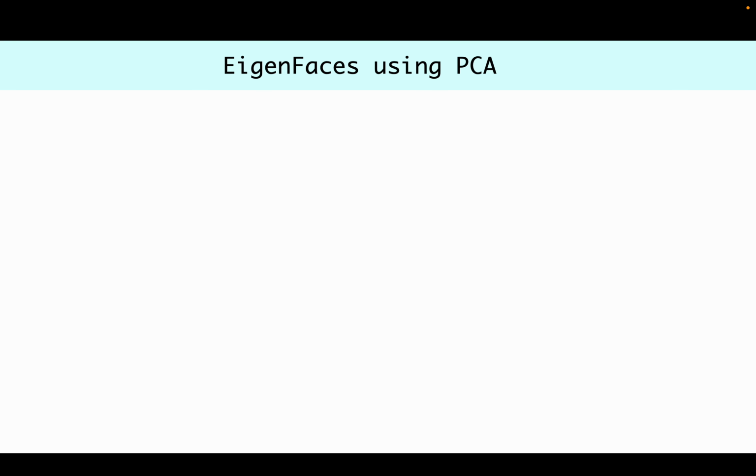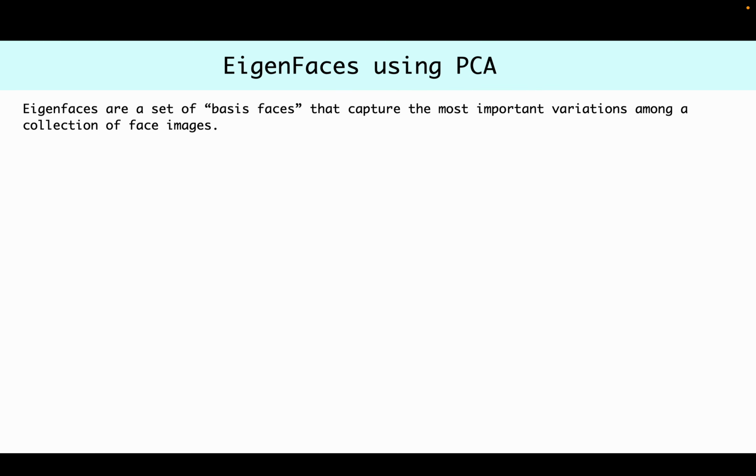Let us see one of the applications of PCA called Eigenfaces. Eigenfaces can be used for face recognition. So let us see how it works. So eigenfaces are a set of basis faces that capture the most important variation among a collection of face images. It is actually a low dimensional representation of the face images which captures the essential information and eliminates unnecessary information. So let us get the intuition by taking a small example.